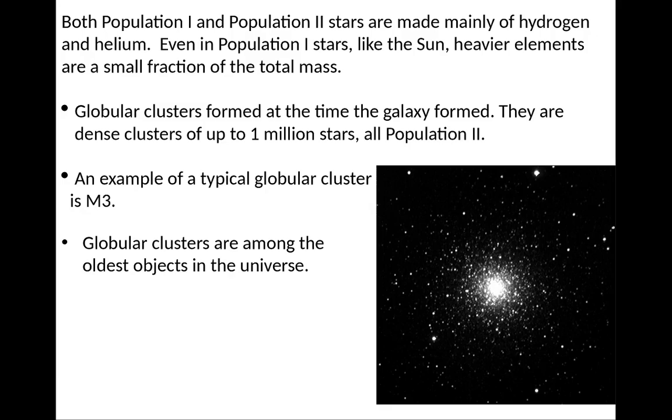So globular clusters formed at roughly the same time as the galaxy formed. They're all dense clusters with up to about a million stars, or 10 to the 6 stars, and all of them are population 2.